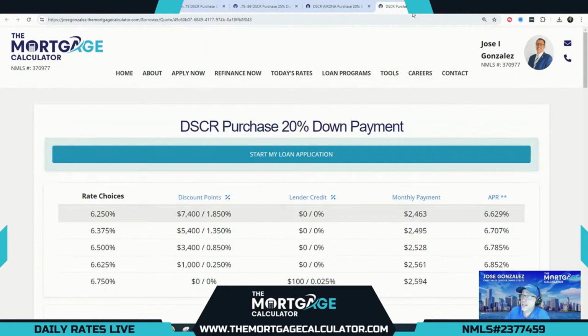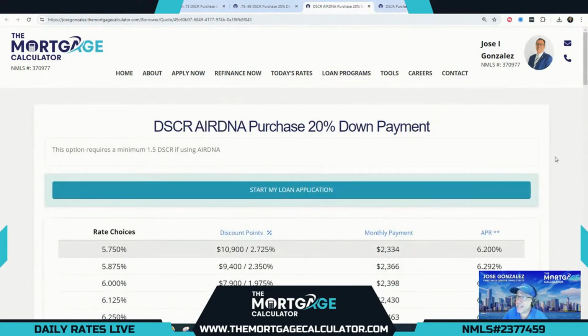Now with 20% down, you see how much better the rates get. And in this scenario here, I only used the 1.0 DSCR. If the DSCR is higher than that, the rate will be better. So here's 6.75 actually with a lender credit as our lowest cost option, and 6.25 is our lowest rate option.